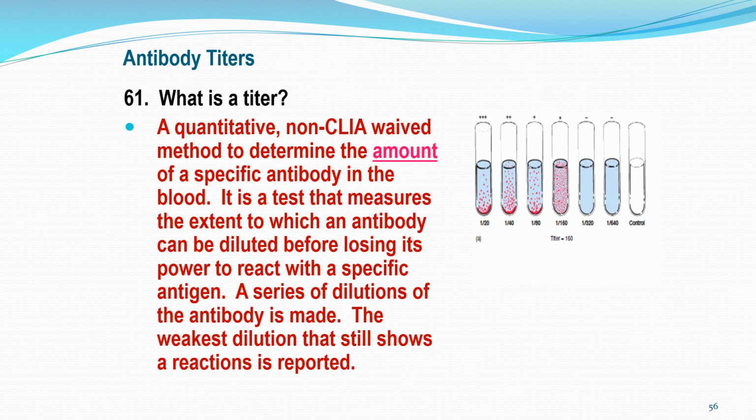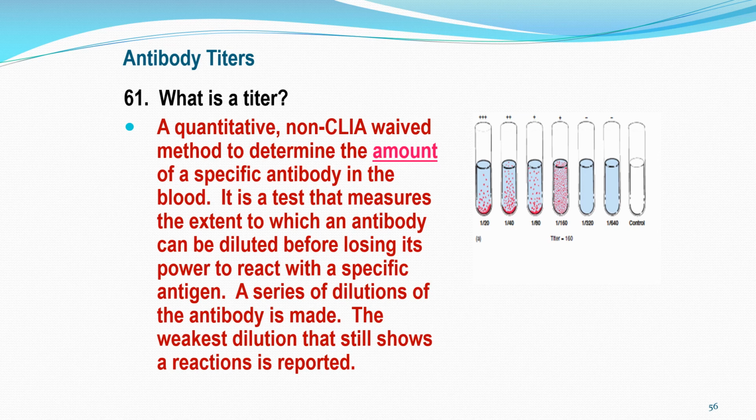Okay, guys, let's talk about antibody titers, okay? What is a titer? It's a quantitative, non-CLIA waived test, right? It's a method to determine the amount of a specific antibody in the blood, such as your antibody against measles, okay? It's looking for that specific measles antibody that is in your blood. It is a test that measures the extent to which an antibody can be diluted before losing its power to react with that specific antigen against something like measles, right?